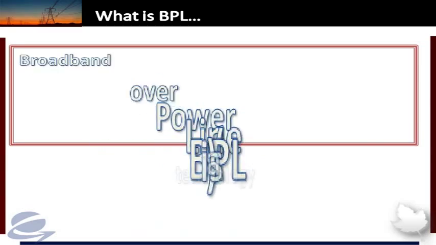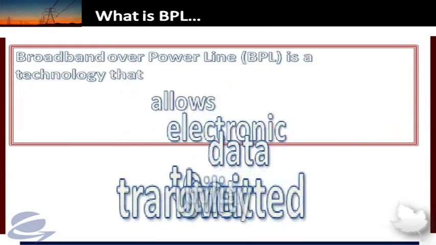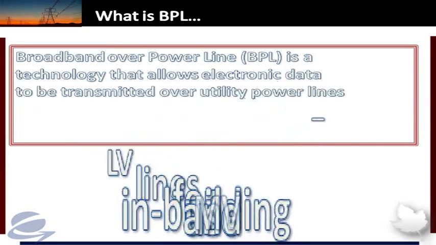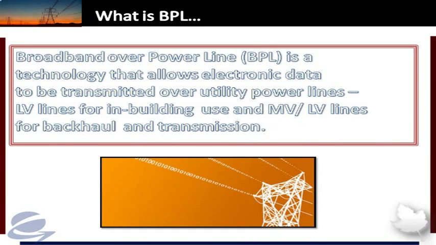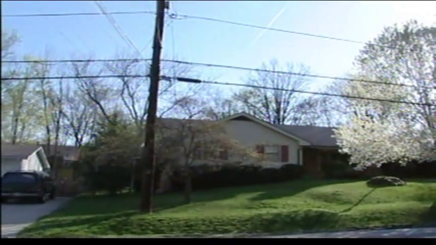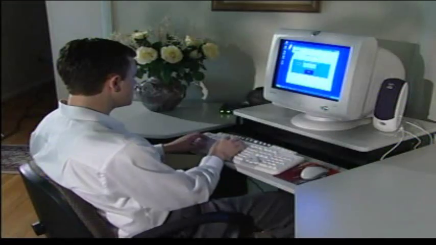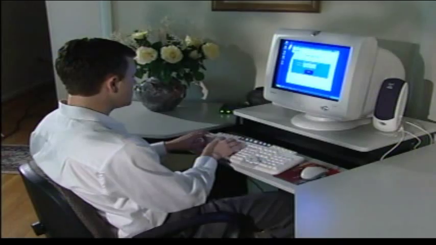Broadband over power line is a technology that allows electronic data to be transmitted over utility LV power lines for in-building use and MVLV lines for backhaul and transmission. We're here today at a house that's doing exactly that. Over the existing electrical wires, we're delivering broadband internet access and other applications.